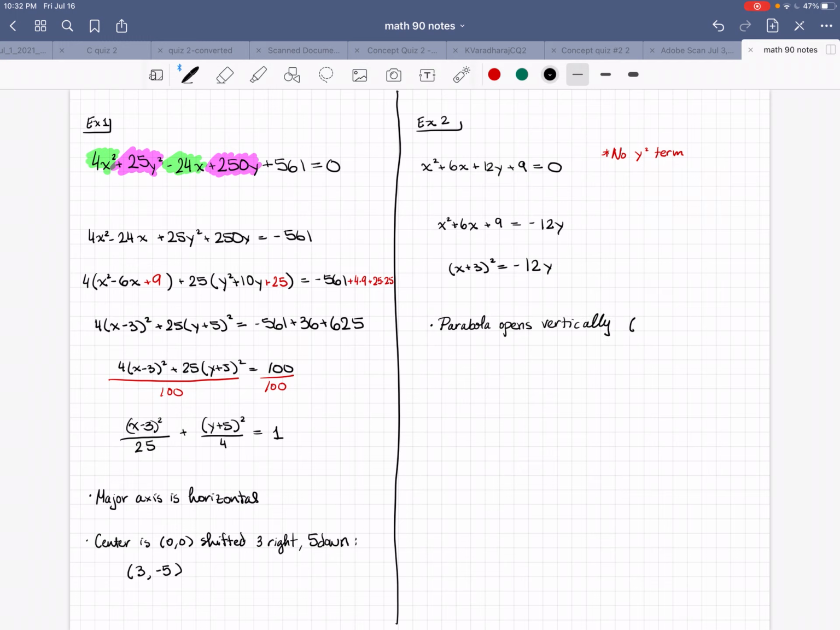And in fact, we can even go further. We can say that it opens down because of this negative. And then also we can say that the vertex is the origin shifted left 3 units, and that's it. So in other words, the vertex is the point (-3, 0).